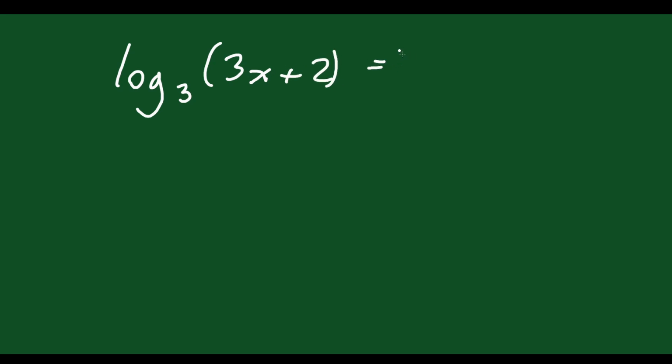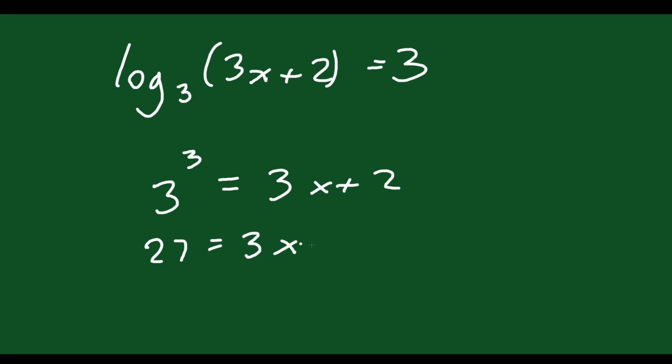Okay, let's do another question. Let's say you have log base 3 of 3x plus 2 equals 3. Again, rewrite it as an exponent. 3 to the 3 equals 3x plus 2. 3 cubed is 27 equals 3x plus 2. Bring the 2 to the other side. You get 25 equals 3x. Divide by 3. 25 over 3 is equal to x. And that's it.